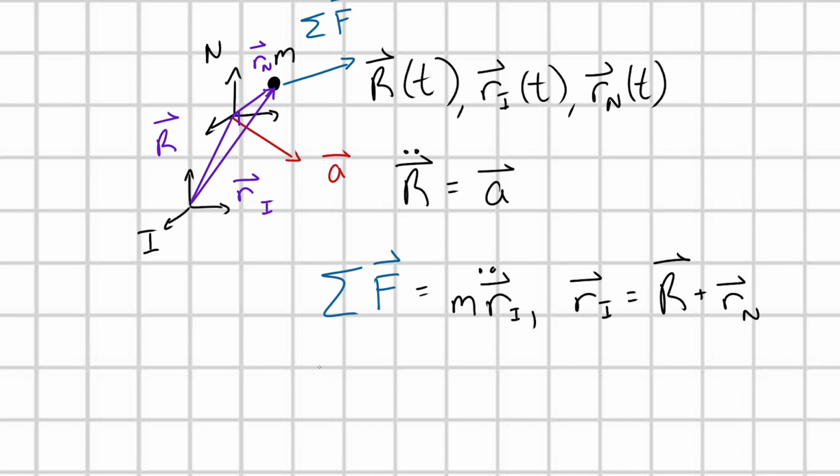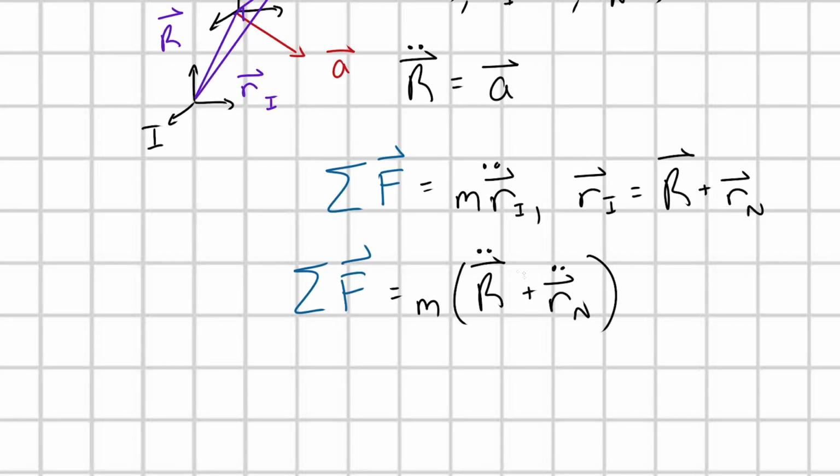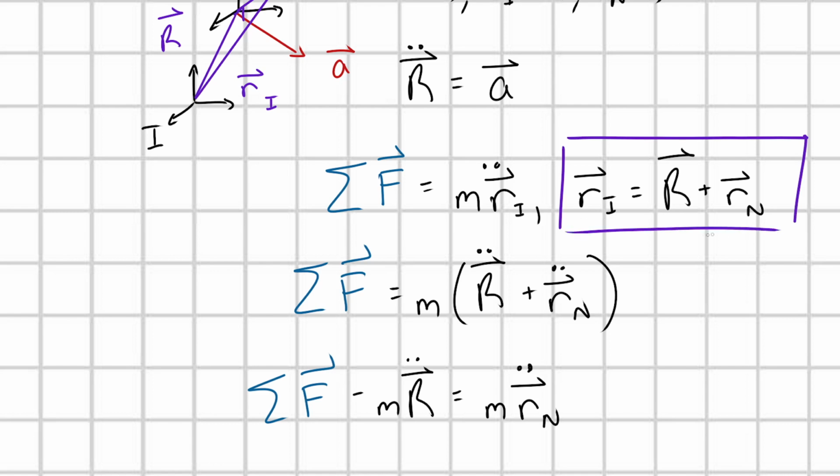So that means that sigma F we could also consider is equal to m times R double dot plus Rn double dot. Let me isolate this m times Rn double dot so that it looks like a situation like Newton's second law. So I'm going to have sigma F minus m R double dot is equal to m times Rn double dot. Do you see what we've done here very clearly? In this step, which I'm going to box in purple, we took our system, which we wrote out in our inertial frame I, and it obeyed Newton's second law.